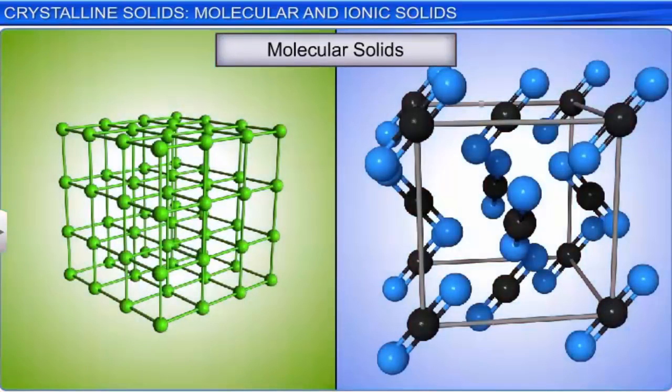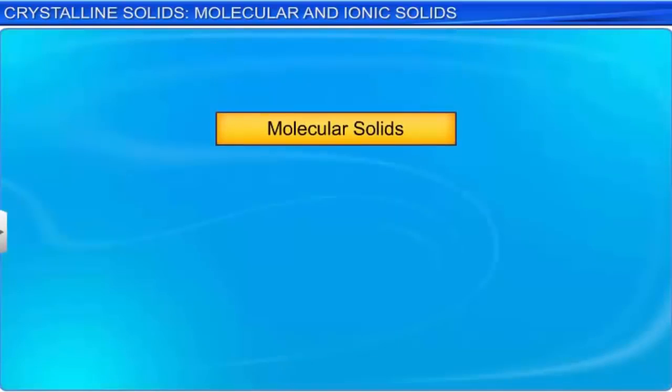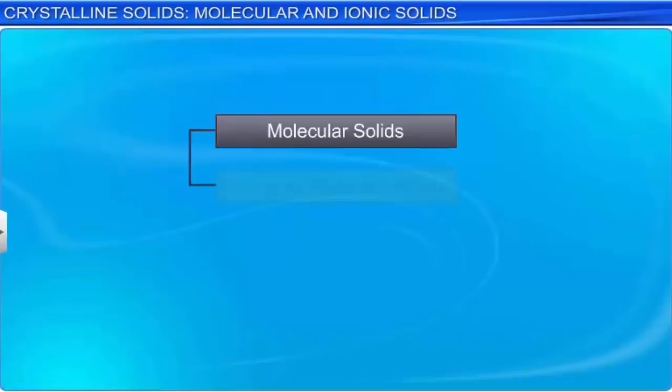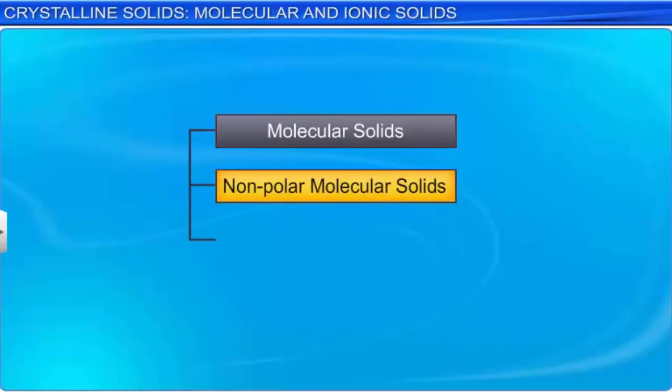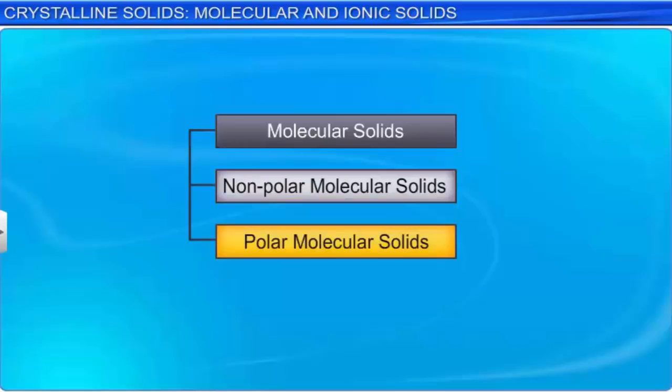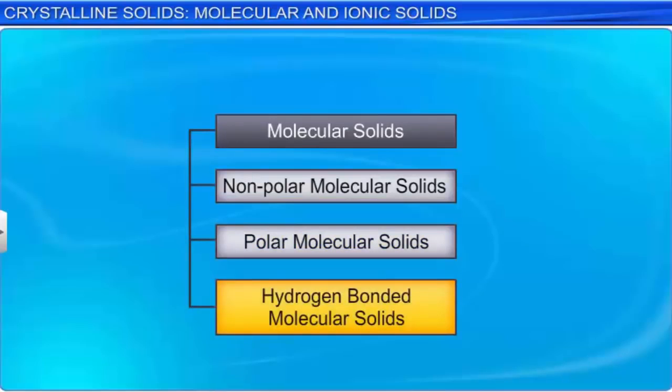The constituent particles in these type of solids are either atoms or molecules. The atoms or molecules are held together by weak forces of attraction. Further, on the basis of the nature of the intermolecular forces of attraction, molecular solids are divided further into non-polar molecular solids, polar molecular solids, and hydrogen-bonded molecular solids. Let's discuss each in turn.